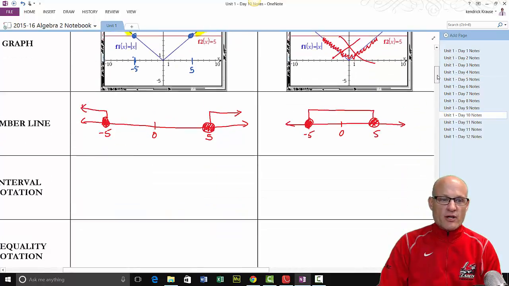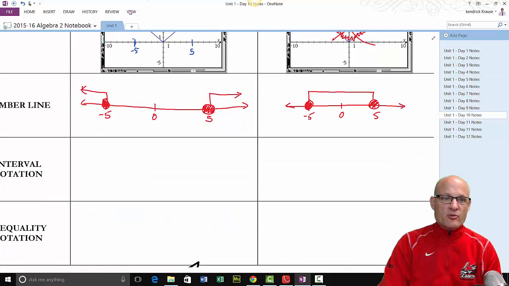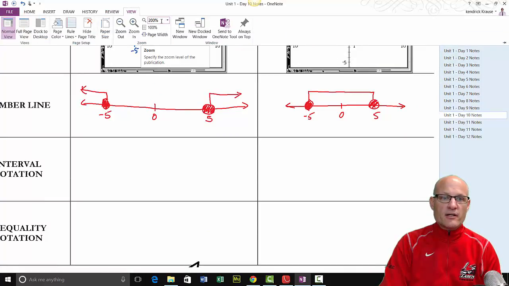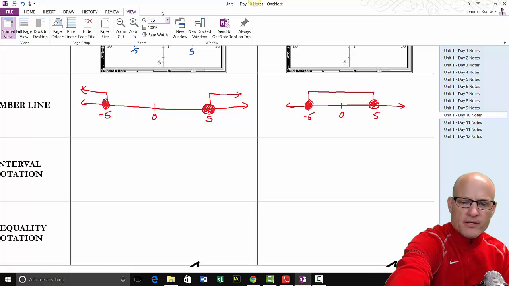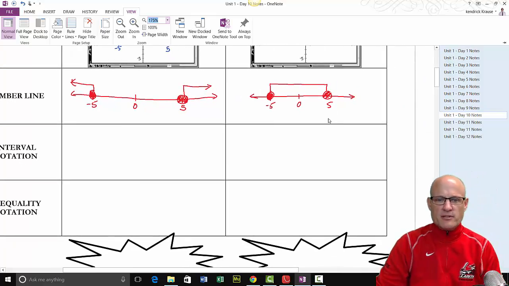So if I wanted to write that in, let me get out of this view mode. Let me try. That's not bad, though. Let's try 175. That's 176, I think. 175? That's not bad. We'll do that.